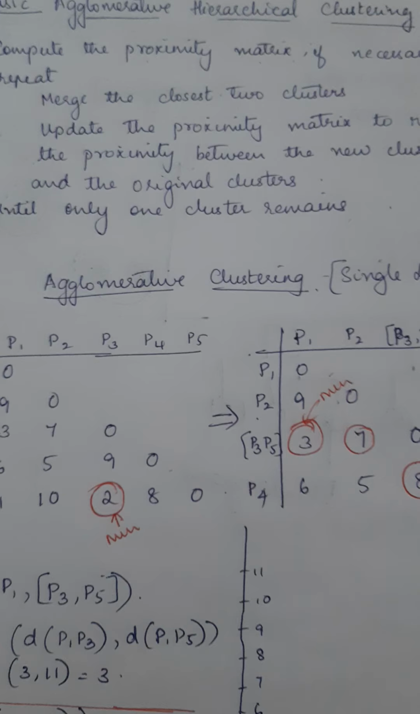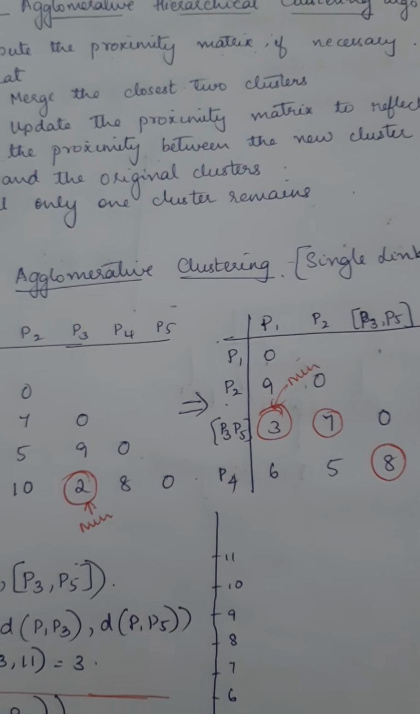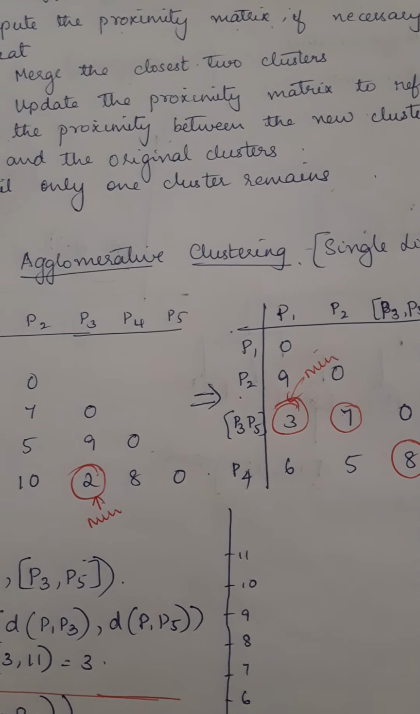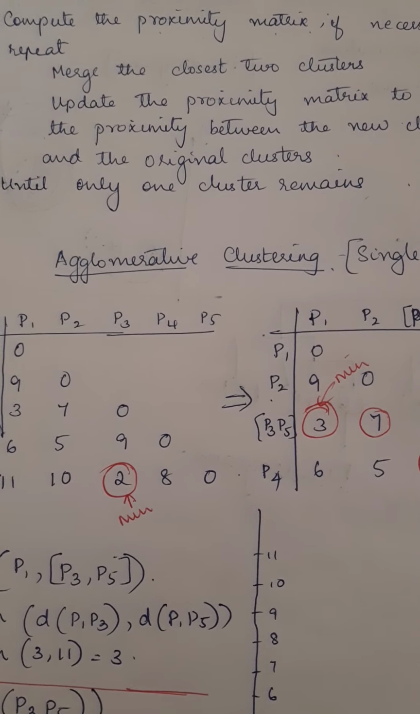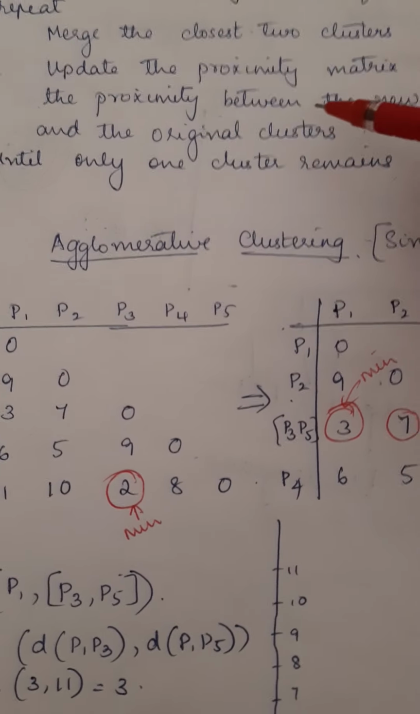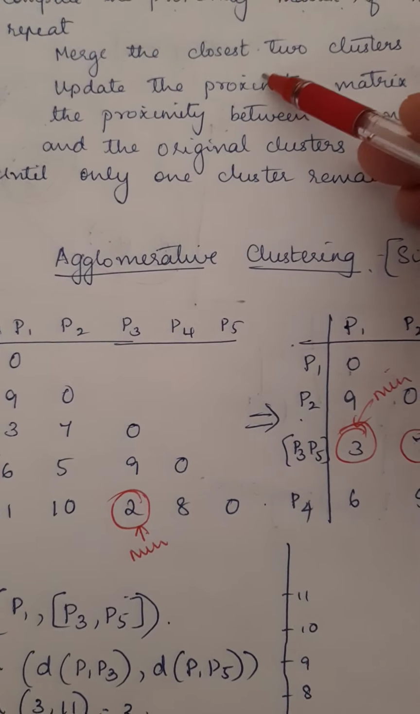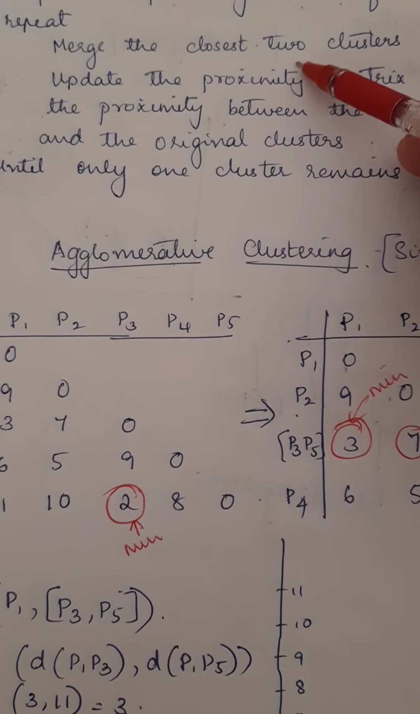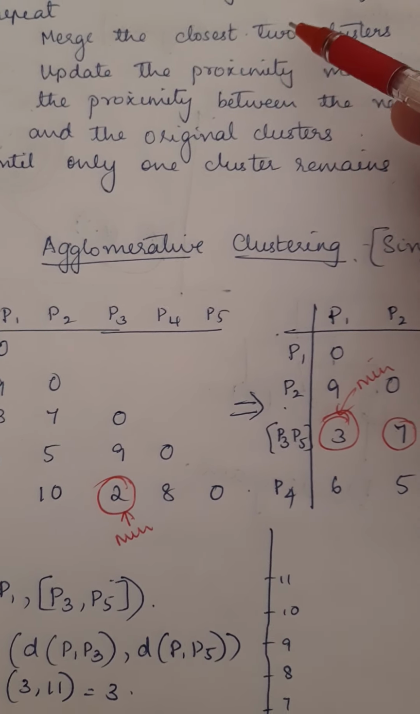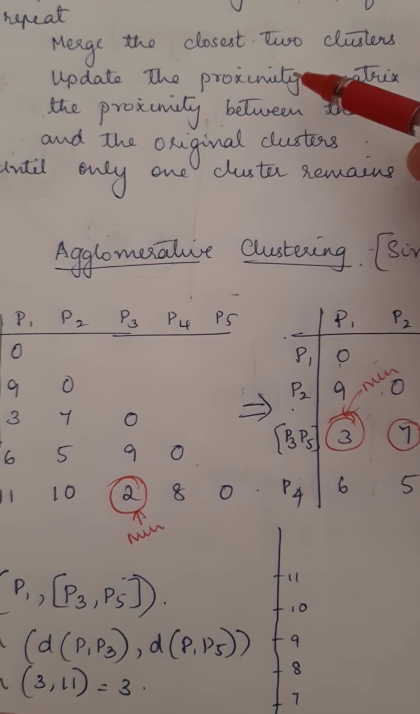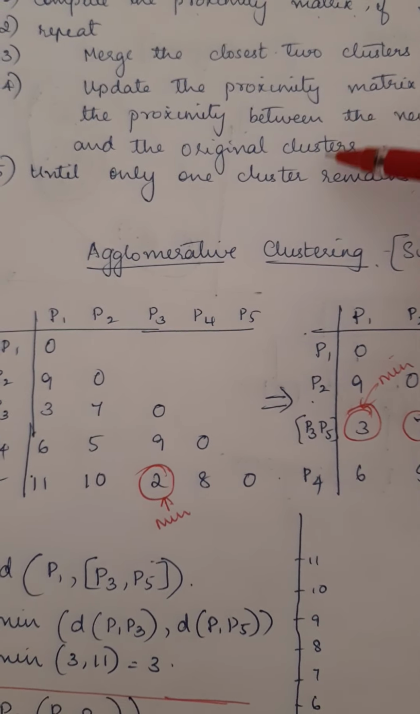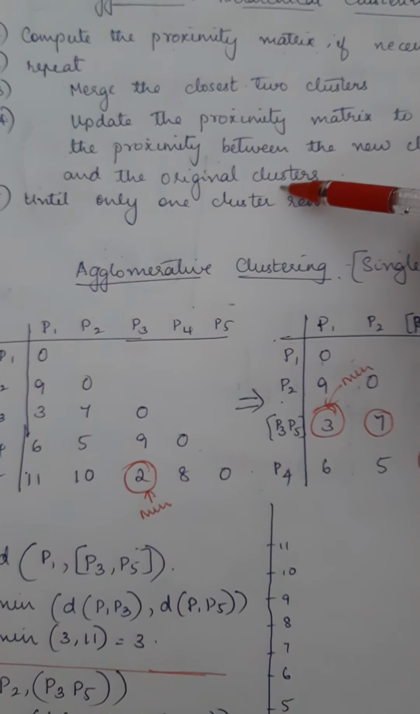algorithm for the same. First you compute the proximity matrix. Proximity matrix is nothing else but the Euclidean distance, and then we start merging the closest two clusters. This closeness can be based on the minimum distance, the maximum distance, or the average distance. And then we keep updating the proximity. This is your agglomerative clustering algorithm.